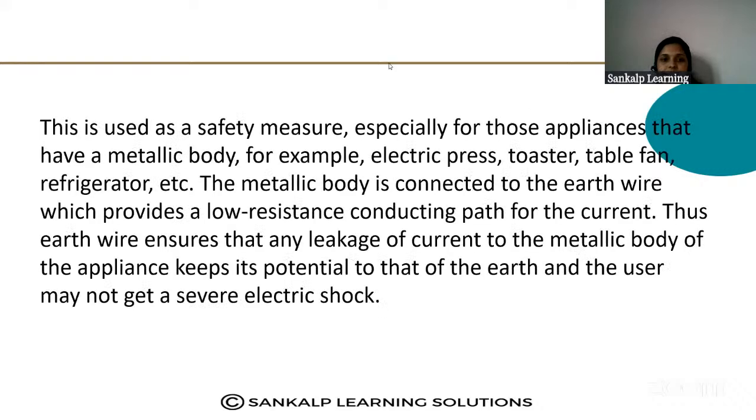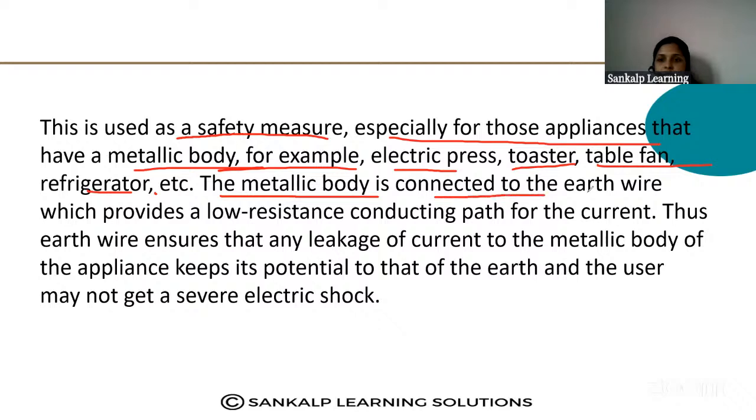Here, this is used as a safety measure, especially for those appliances that have a metallic body. For example, electric press, toaster, table fan, refrigerator, etc. The metallic body is connected to the earth wire, which provides a low resistance conducting path for the current.